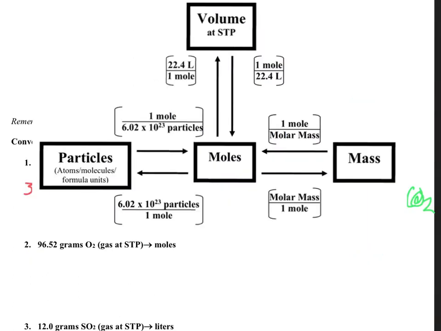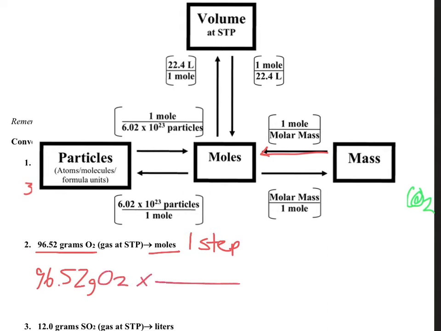Checking out number 2, we're going from grams to moles, which means I'm just headed from mass to moles. So this is going to be a 1-step problem because I only need to go to 1 island. So let me start with what I'm given, 96.52 grams of oxygen. And since it's 1 step, I'm only going to need 1 conversion factor. In fact, since I'm going from grams over to moles, I'm going to use this top conversion factor.